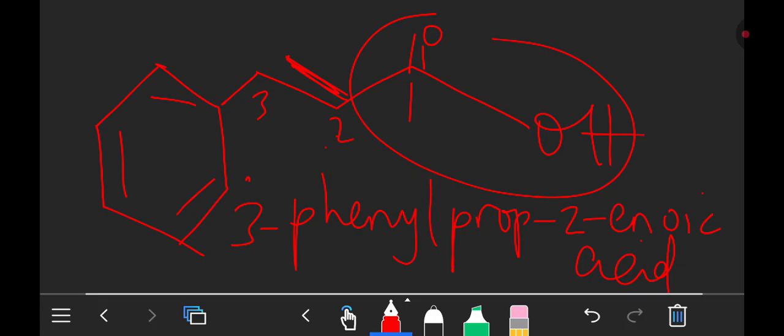So this is how you get to find the nomenclature of acids.